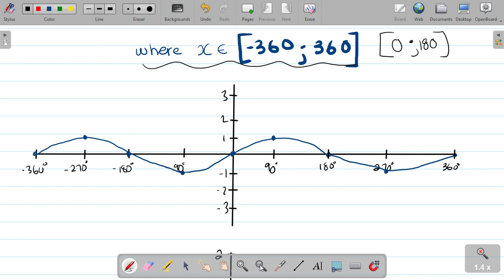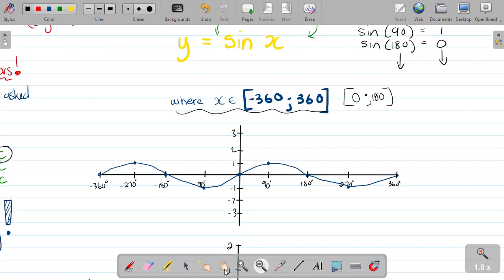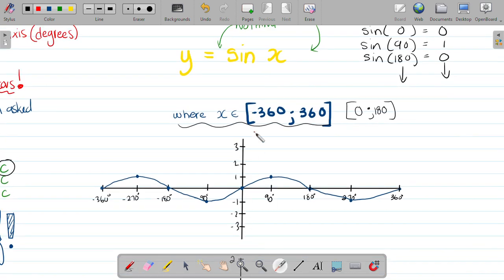Secondly, I wanted to show you that this is the form of a standard sine graph, this over here. Now, you're thinking, Mr. Hing, how the heck did you get that? How do you know that? Well, I'm going to explain that to you.